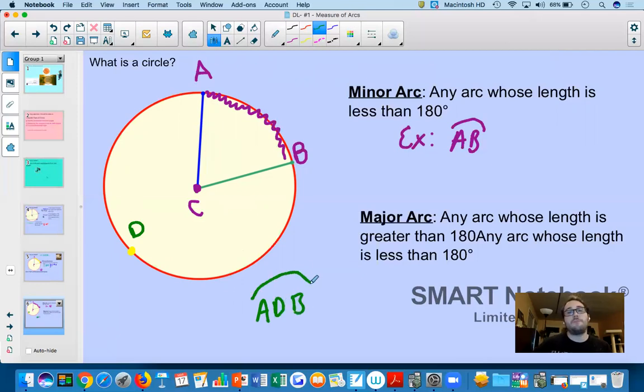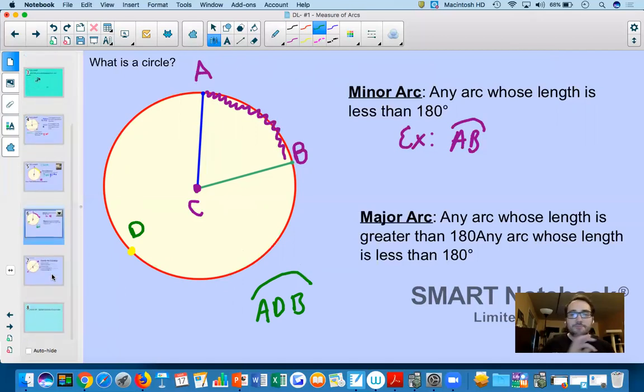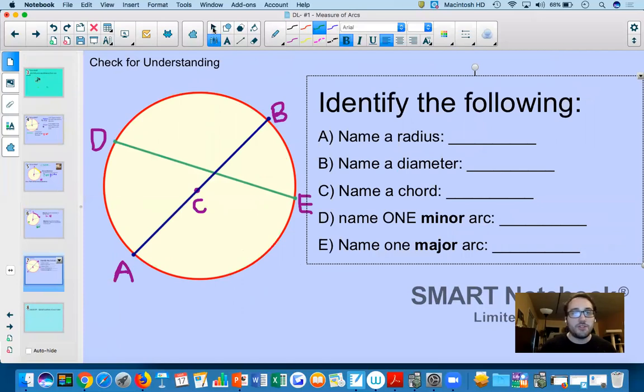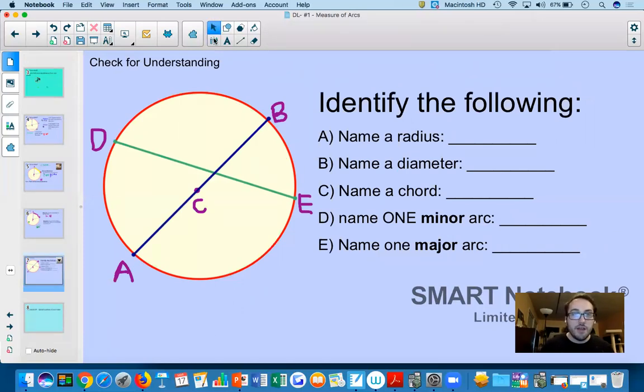If you want to talk about a major arc, usually what we're going to see is minor arcs. But just so that you know, if you want to name a major arc, it has to be with 3 letters. All right, last thing. We're going to do this Dora the Explorer style. Identify the following. We're going to do a check for understanding. I want you to name a radius, name a diameter, name a chord, name 1 minor arc, and 1 major arc. So try to pause the video, see if you can answer these questions yourself.